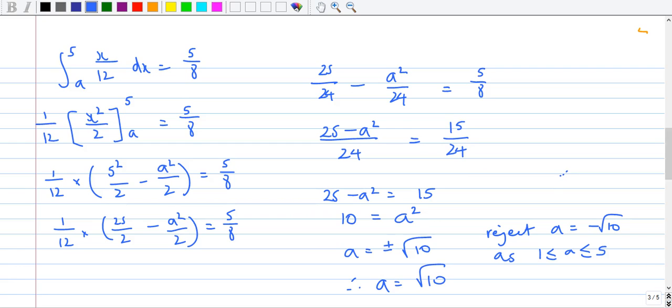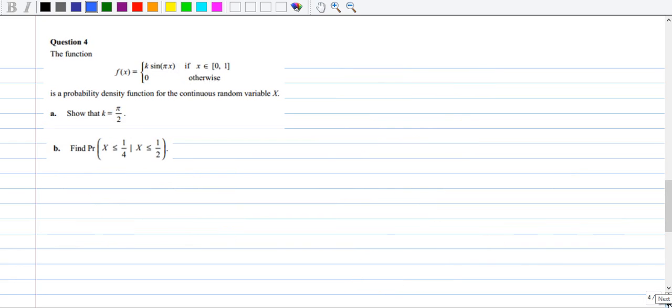Moving on to our second example. We're given a function, we're given a domain, and we're told it's a probability density function, and we're asked to show that k equals pi on 2. So to show that k equals pi on 2, we really need to show that the area underneath this curve between 1 and 0 is equal to 1. Because it's a probability density function, the area will be equal to 1.